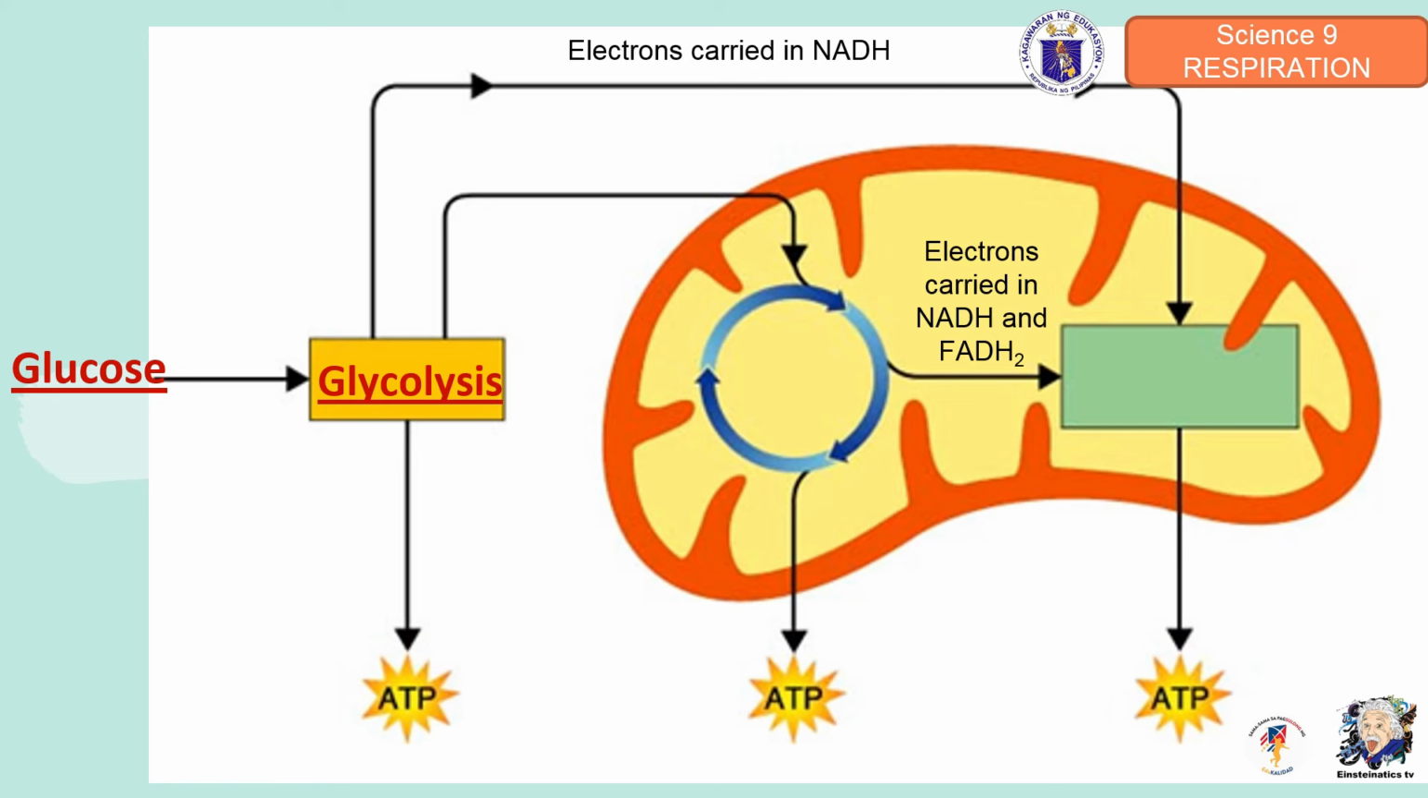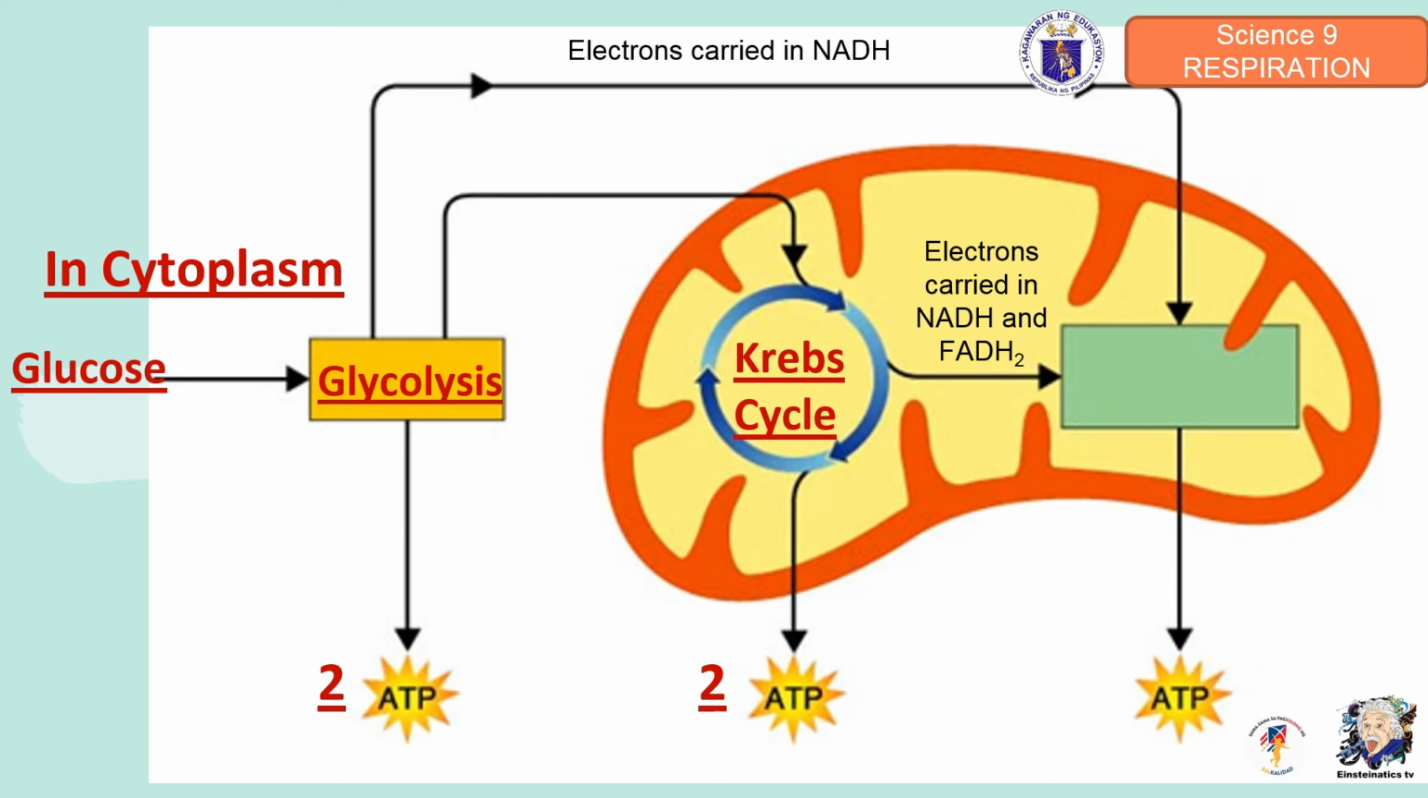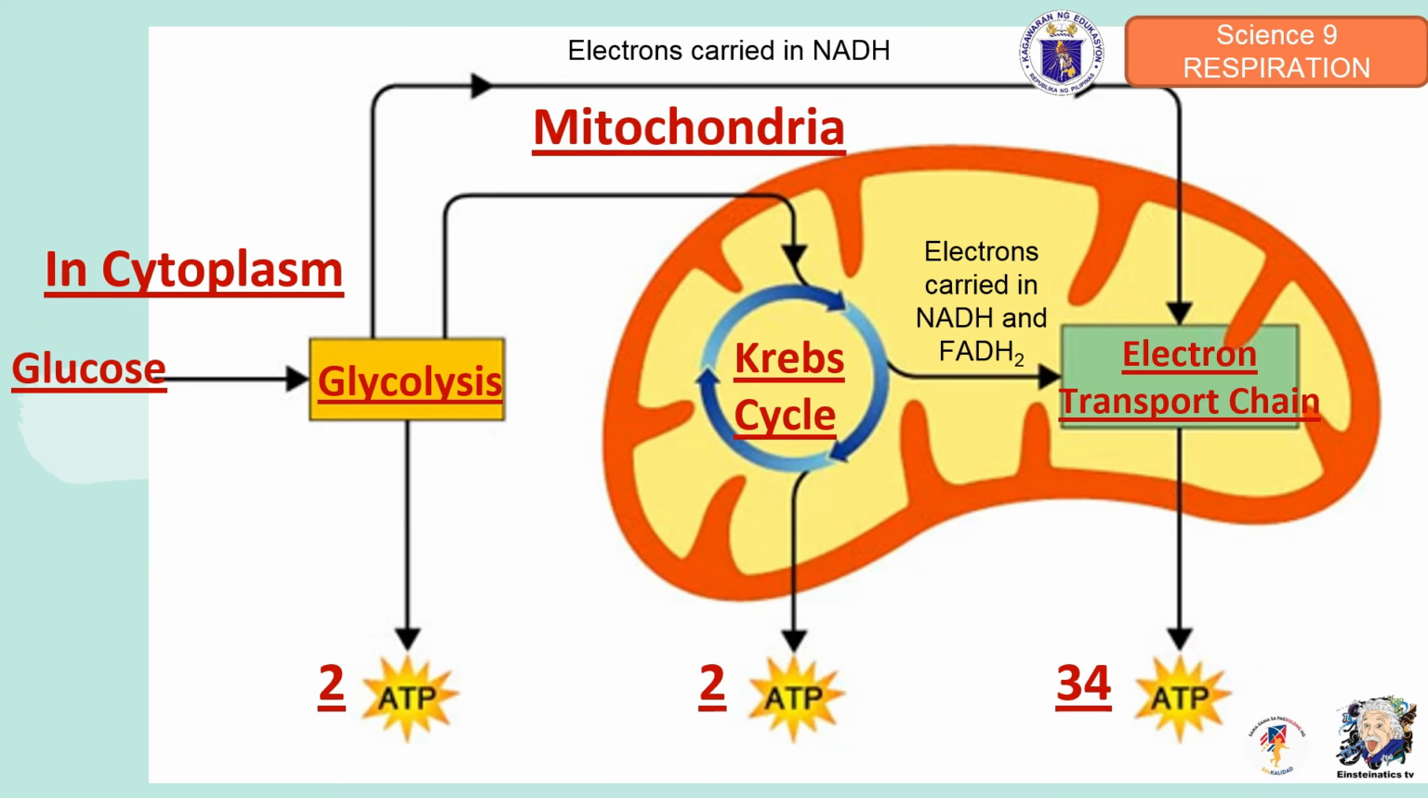Cellular respiration has the following stages. The first one is glycolysis, which produces 2 adenosine triphosphate, and it takes place in the cytoplasm. The second stage is the Krebs cycle, which produces another 2 adenosine triphosphate. And the last one is the electron transport chain, which produces 34 adenosine triphosphate, which would now be used by the organism for other body processes. And you should remember that cellular respiration takes place in the mitochondria.